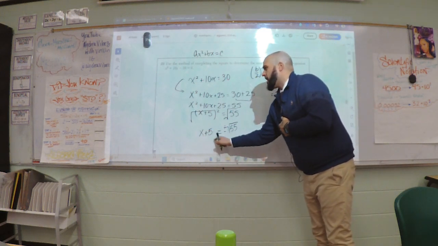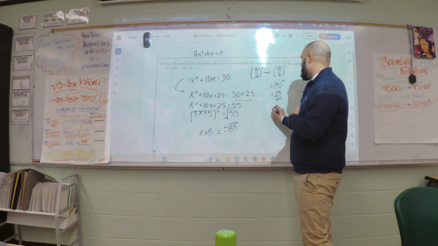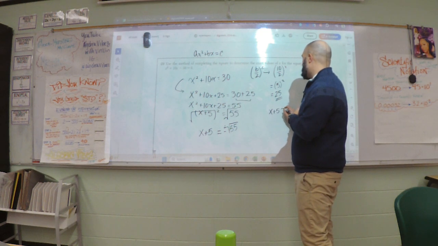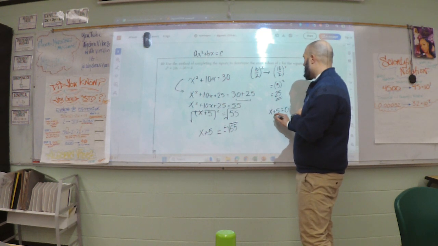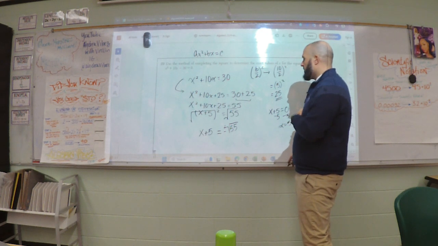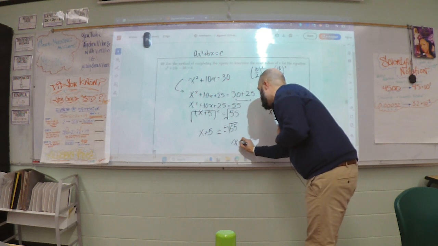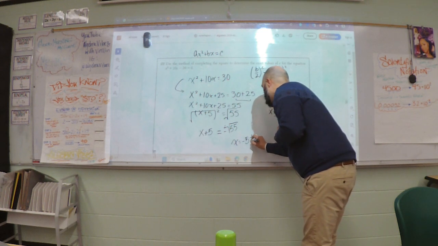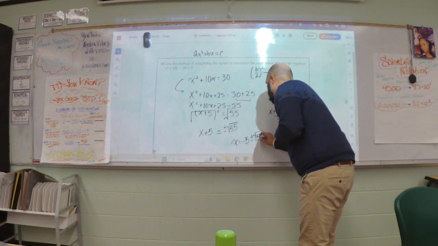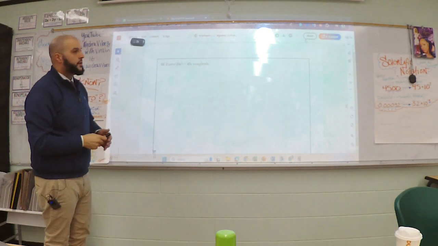We want to solve this for x first, and that'll be the last answer. So if I have x plus 5 is equal to 0, how do I get rid of this? I subtract. X is equal to negative 5. So our final answer is going to be x is equal to negative 5 plus or minus the square root of 55. Leave it like that. And I think we just do a lot of overthinking, and that's really it.